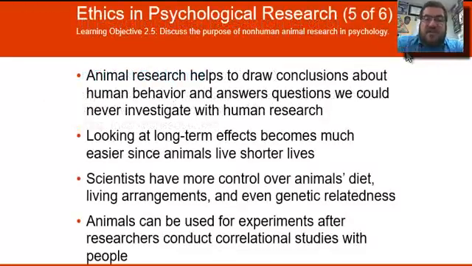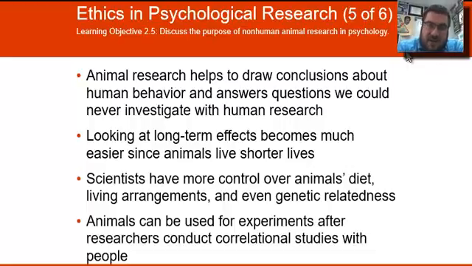For animals, animal research takes place in not a lot of experiments, but sometimes it is necessary to draw conclusions with stuff we can never investigate ethically with human research. So a lot of that involves orphaning monkeys and taking them away from their mothers. We can never do that with humans. Some people could argue we can never do that with animals either, but it does help to be able to do that with animals.